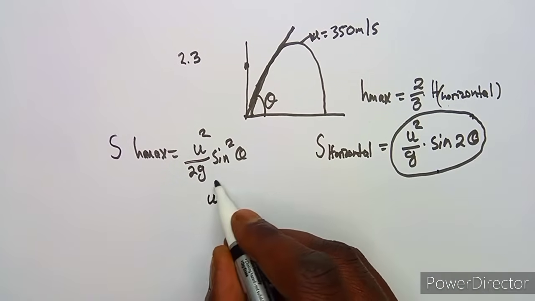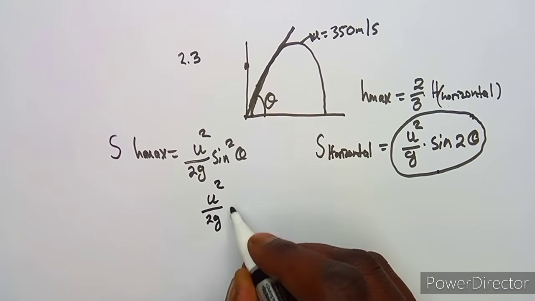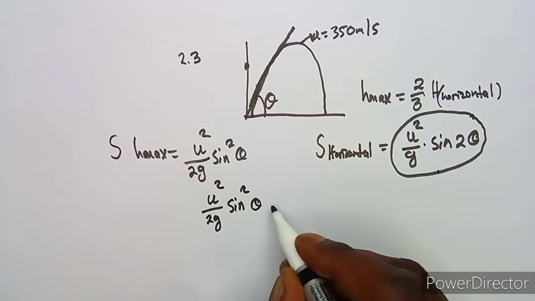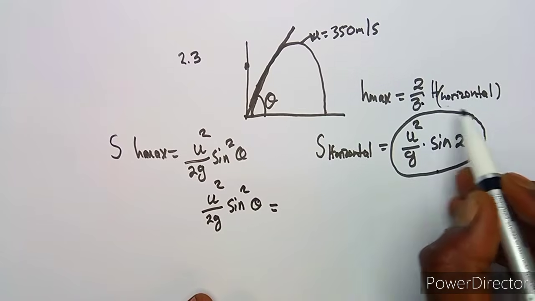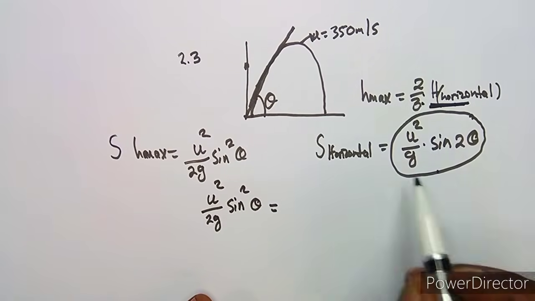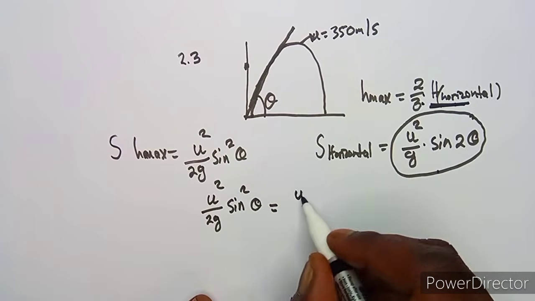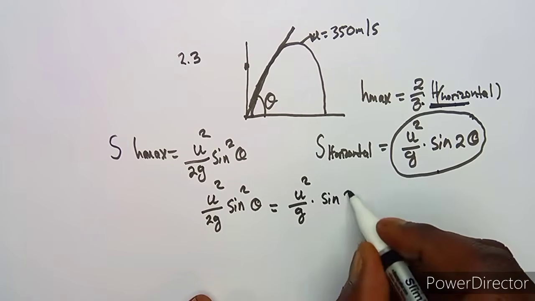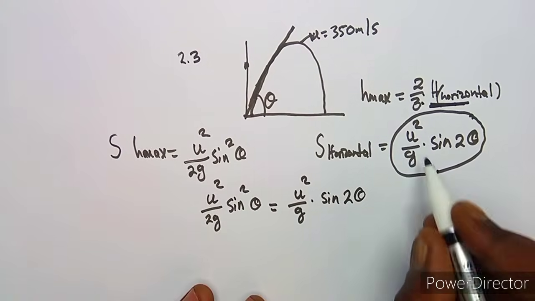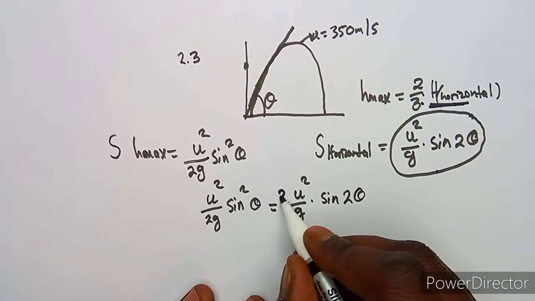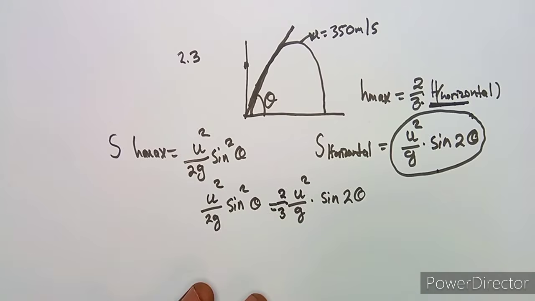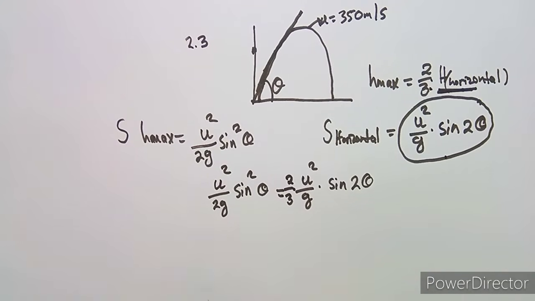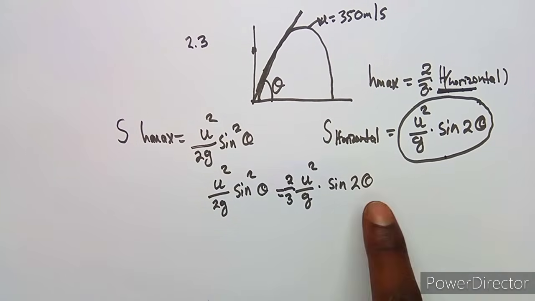So they are saying u squared over 2g sine squared theta is equal to 2/3 of the horizontal distance, which is u squared over g times sine 2 theta. So we're going to multiply by 2 over 3, like that. Now it can make sense. All right, so we want to calculate theta. So you've got theta here, you've got theta here.